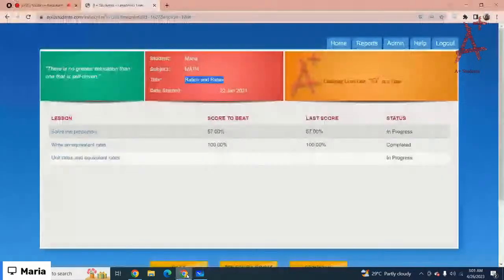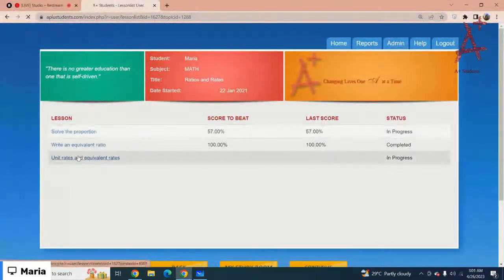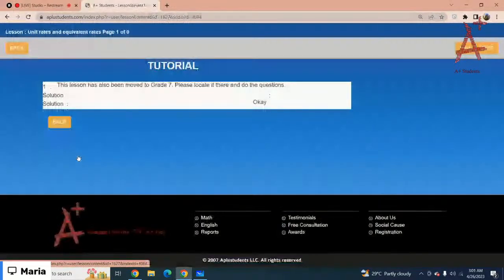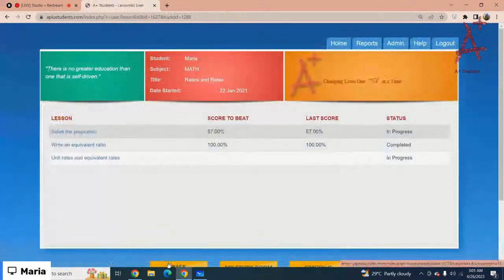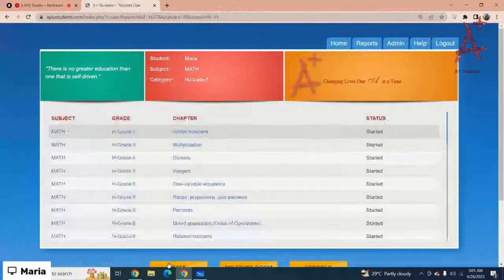Okay, here I'm on grade 6 maths. The chapter is ratios and rates, and we are going to start with the lesson unit rates and equivalent rates. Let's just start with the lesson. Okay, the lesson has been moved to grade 7. Please locate it and do the questions. Okay, that is the one that is moved to grade 7. So let's just skip this one. Let's start with the next lesson.